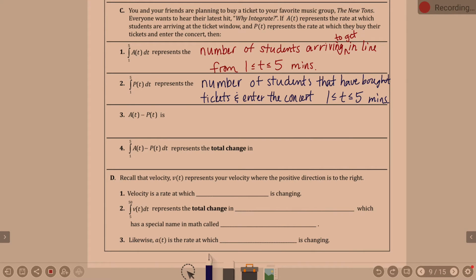So what is your line doing here? Getting longer or shorter, right? So this is basically your line growing and shrinking. It's going to be growing when the students are getting in line quicker than they're going through the line. It's going to be shrinking if you don't have as many students getting in line and you have more students getting through the line. Does that make sense? Okay, so this is your growing and shrinking. How did I put that? The rate the line is growing or shrinking.